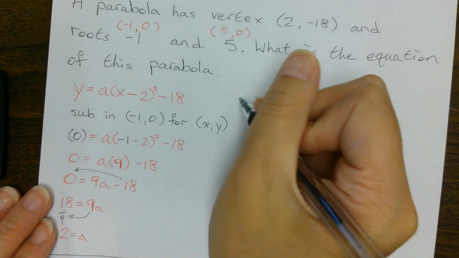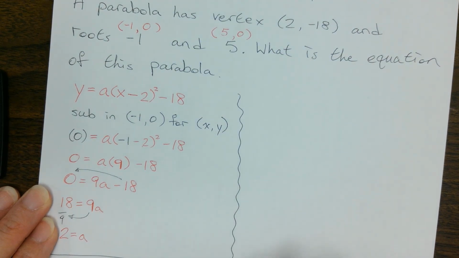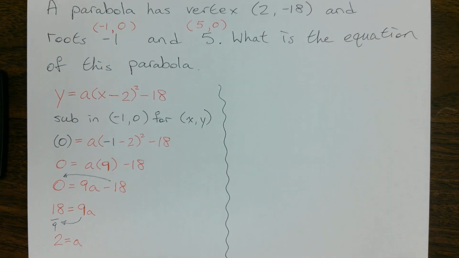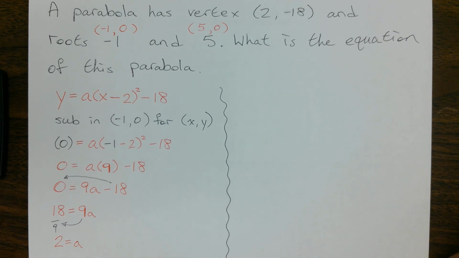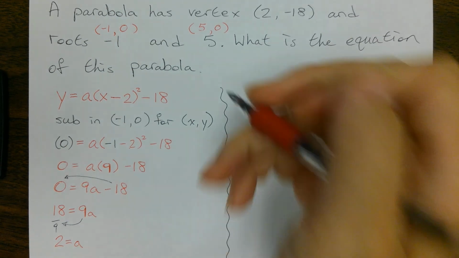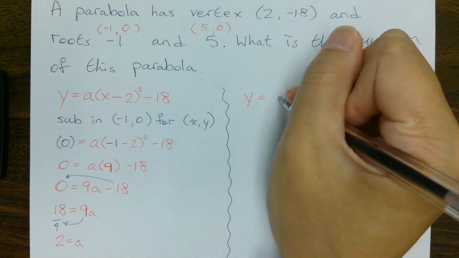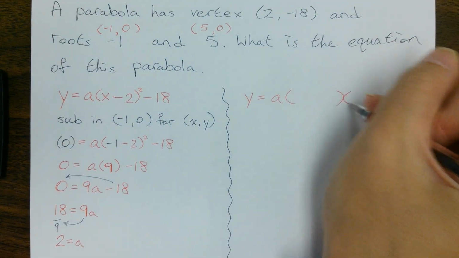Okay, so that's one method. We used vertex form to figure out the equation. Well, I did give you guys the x-intercepts, so let's use the x-intercept method, the factored form. Can I set it up with my intercepts?